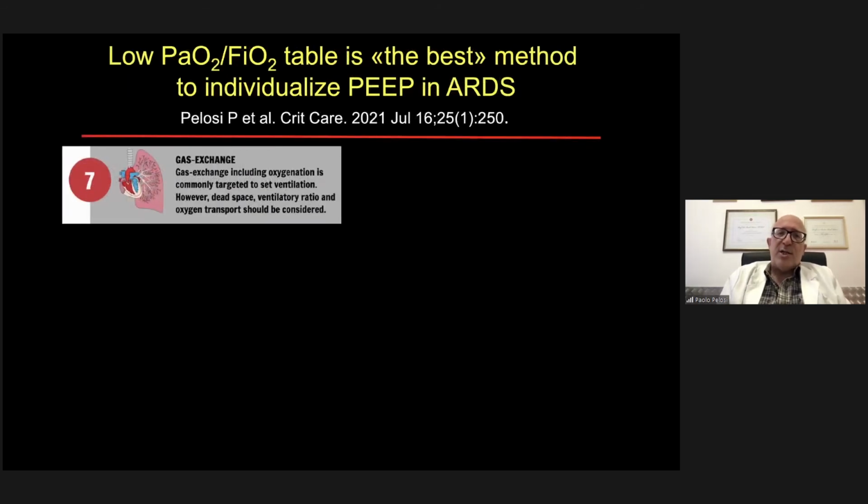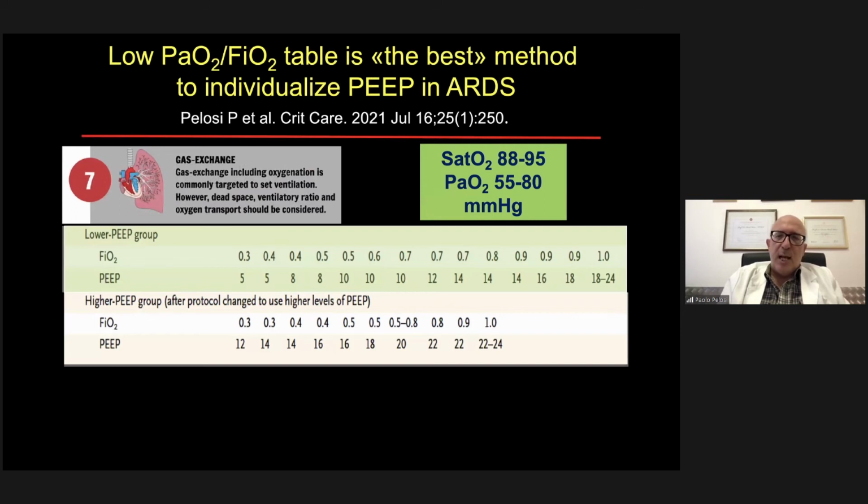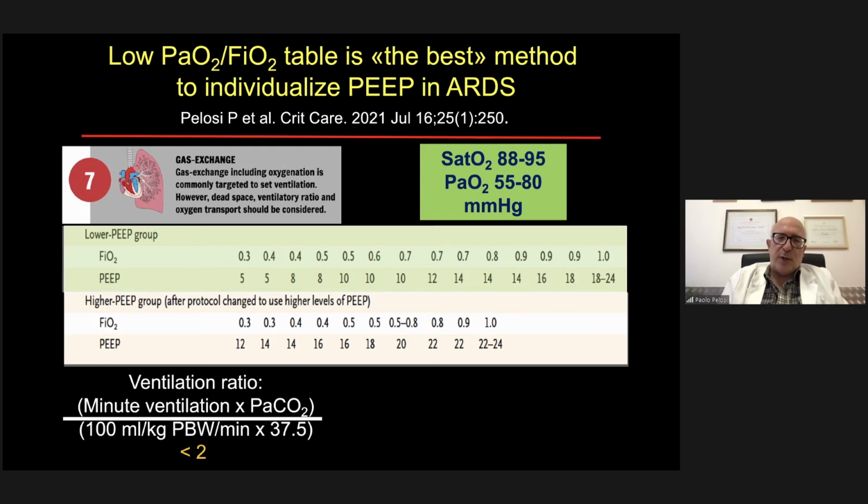The gas exchange is also very important, which includes oxygenation as a commonly targeted parameter in mechanical ventilation. However, other parameters like dead space, ventilatory ratio, and oxygen transfer should also be considered. We suggest usually using the minimal lower PEEP FiO2 table as a target, with a saturation between 88 to 95 and a PO2 range between 55 to 80 millimeters of mercury.